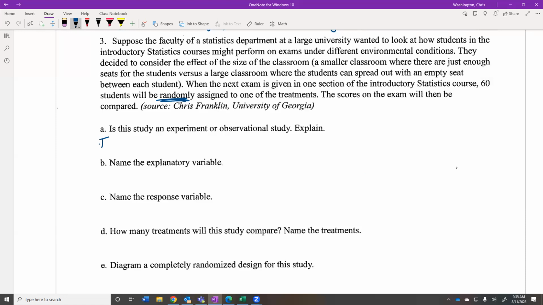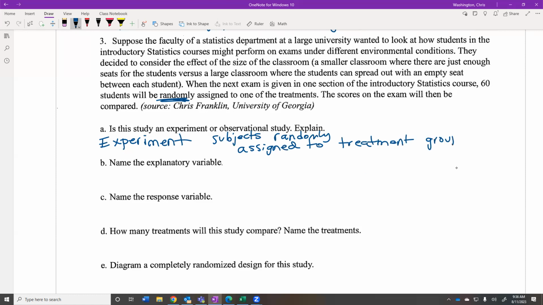It is an experiment. Why is it an experiment? Because whoever is doing the research is manipulating the two groups. They're imposing this treatment of smaller and larger classrooms, and they're manipulating who goes into which one. So it's definitely an experiment. So a good explanation for that would be subjects randomly assigned to treatment groups.